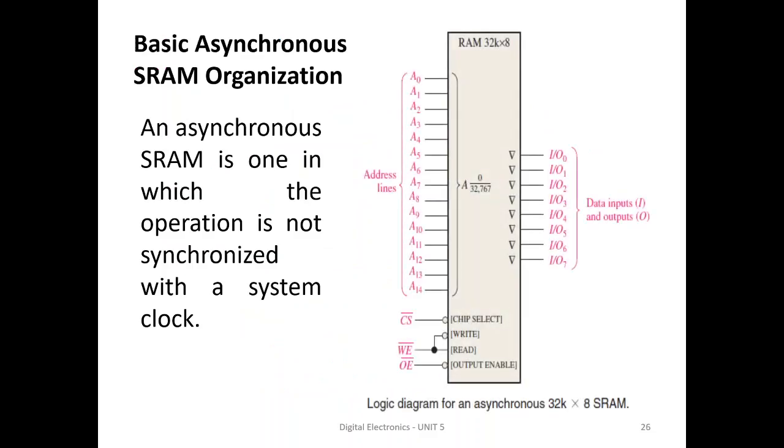So asynchronous SRAM is one in which the operation is not synchronized with the clock of a system. If you have a system, the clock is not going to be synchronized; it will have its own clock. So this is your logic diagram of your SRAM. This is your address line. This is your input output lines. This is your chip select. This is your write operation and this is your output enable. Write and read operation is dealt with by this particular bit. So this is your typical view of your asynchronous SRAM.